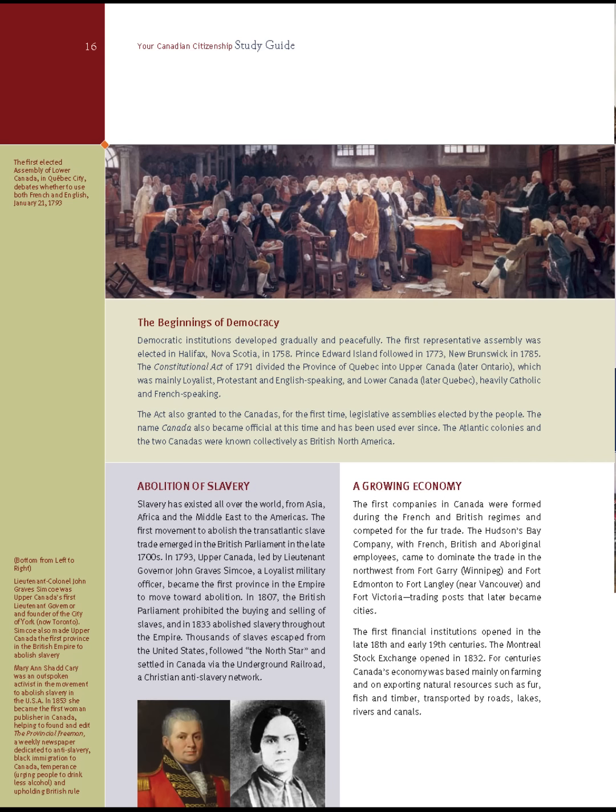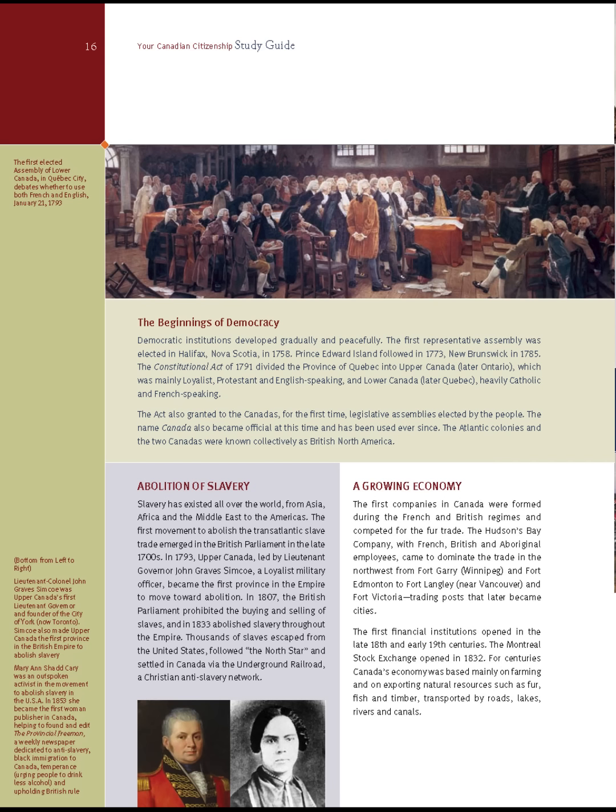The Constitutional Act of 1791 divided the province of Quebec into Upper Canada, later Ontario, which was mainly Loyalist, Protestant, and English-speaking, and Lower Canada, later Quebec, heavily Catholic and French-speaking. The Act also granted to the Canadas, for the first time, legislative assemblies elected by the people. The name Canada also became official at this time and has been used ever since. The Atlantic colonies and the two Canadas were known collectively as British North America.